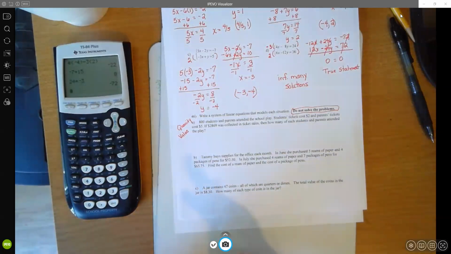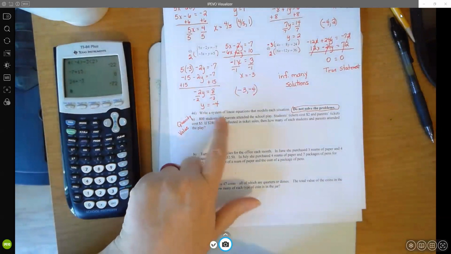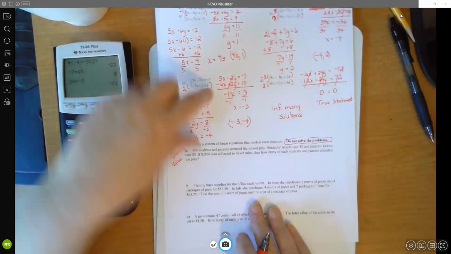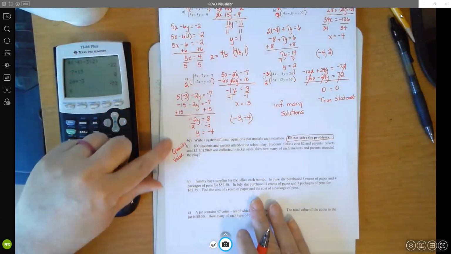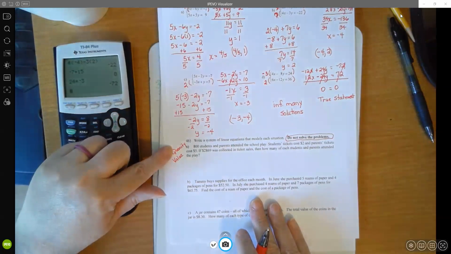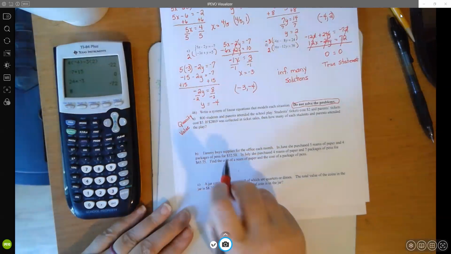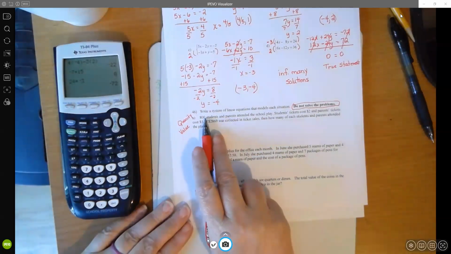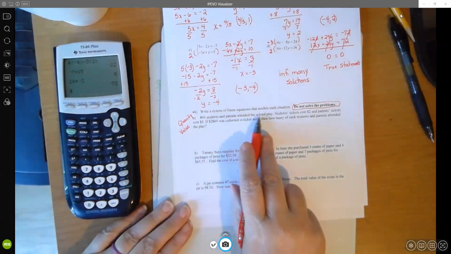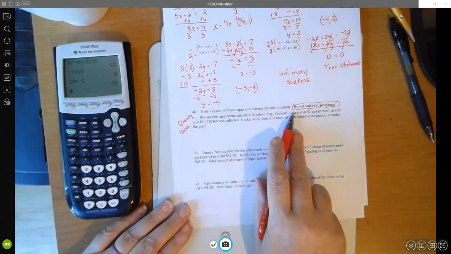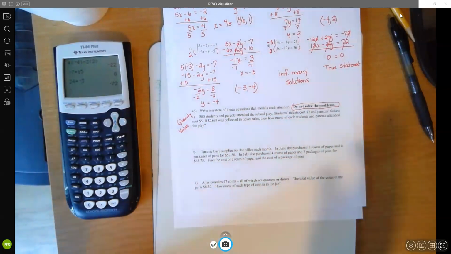So as we read this problem again, let's read it thinking about the quantity of tickets that there are. 800 students and parents attended the school play. Now notice it tells me to write a system of linear equations. That means we're going to end up with two equations. One of our equations is going to be about the quantity of tickets, and one is going to be about the value of tickets. So we have two types of tickets, student tickets and parent tickets.